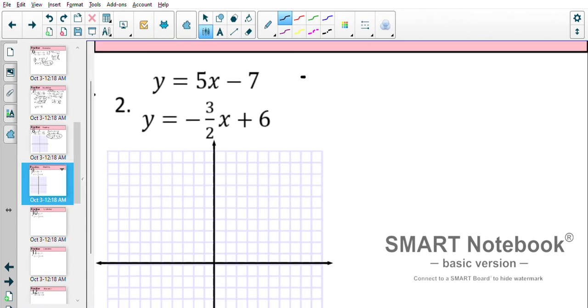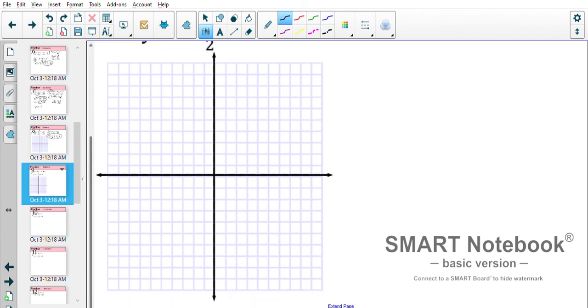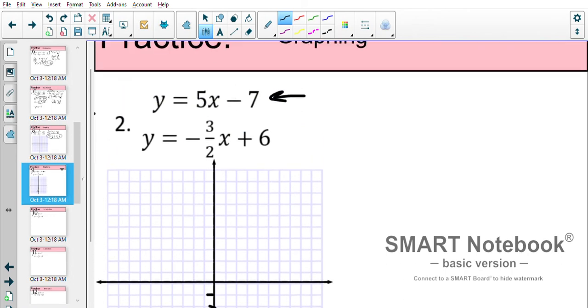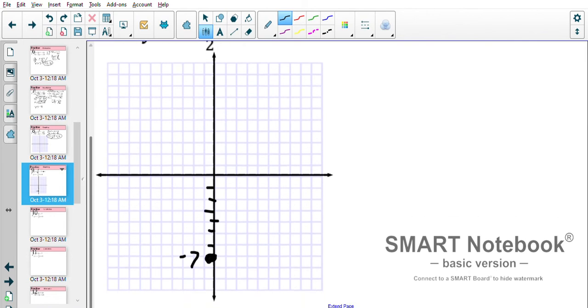So we take our top equation, our y-intercept is negative 7. So we're going to go down here, 1, 2, 3, 4, 5, 6, 7. And we're going to put a dot there. And our slope is 5. We're going to do 5 over 1. So that means I need to go up 5. And that puts us at negative 2 and to the right 1.